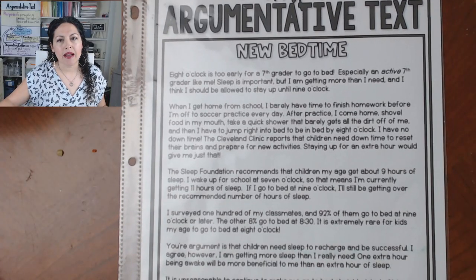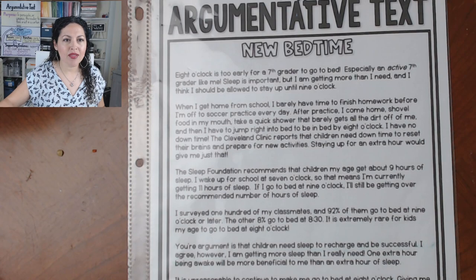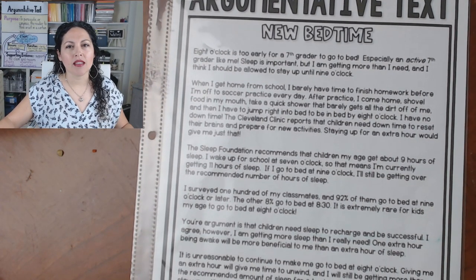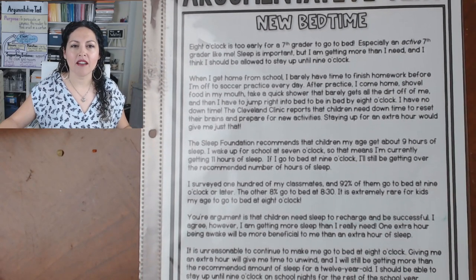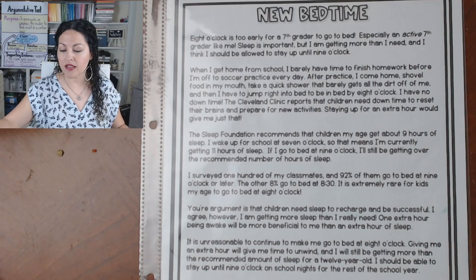So your story is an argumentative text, and I'll get into that in a little bit, but I want to show you one example first, okay? This one is called New Bedtime. So I'm going to go ahead and transition. New Bedtime. Now, I don't know if you guys have a bedtime that's early or late, but let's see what these guys have. Well, apparently we are talking about a bedtime for a seventh grader. So I'm going to read this out loud.